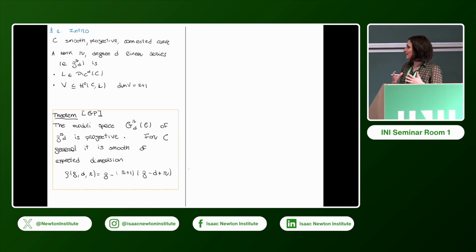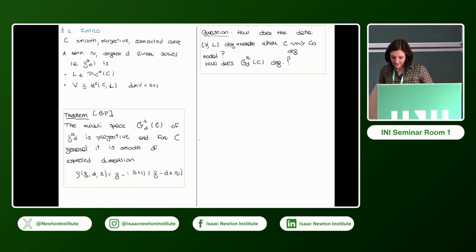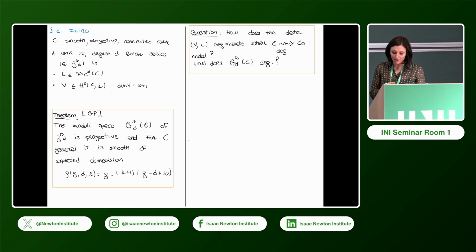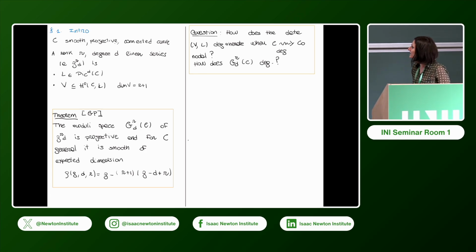This has an expected dimension because this moduli space is cut out as a degeneracy locus inside the Grassmannian over the Picard space, so it's really something we understand really well. And the question we would like to address is, how does this data degenerate when our curve becomes nodal? So how does the line bundle degenerate? How does the vector space degenerate? And what can we say about the moduli space in this case?